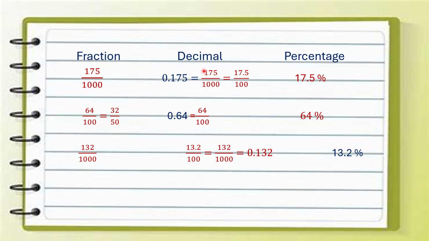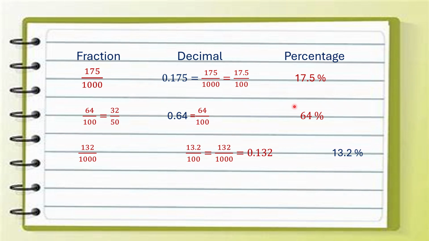Already we have converted this as a fraction. So we are just writing that fraction, 175 by 1000. Now the next sum is 0.64. So this we have to convert as a fraction as well as percentage. Now 0.64, how can we write it as a fraction? That is 64 by 100. Now 64 by 100, already it's a fraction. So if you want to simplify, we can simplify too. That simplification answer is 32 by 50.